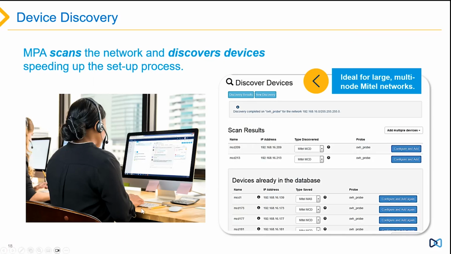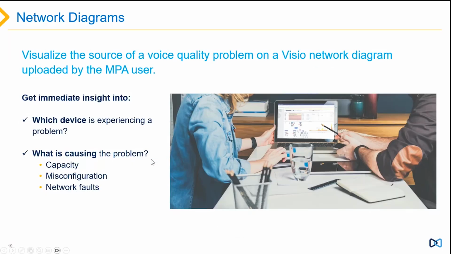We have the ability to do device discovery as well. So when we are creating those containers inside of MPA, we can actually just run a wizard to go out and query your network and do basically a discovery of all the different Mitel devices that you have out there, and it'll pull them into the system. Makes it very easy for setup. For our network diagrams, we integrate with Visio, and you actually have the ability to do things like drill into individual devices. I'm going to show you that real quick.